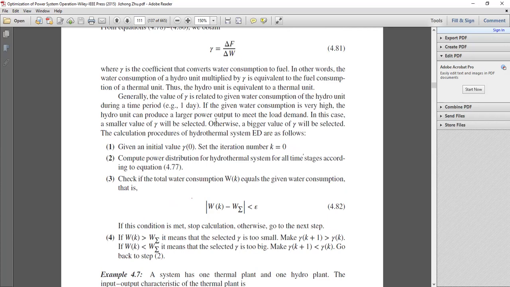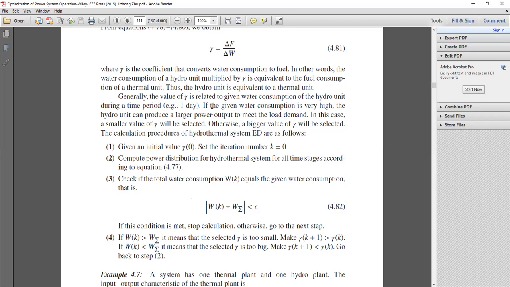Now in the hydrothermal scheduling problem, because it is a short-term hydrothermal scheduling, the time span under consideration can vary from 1 day up to 1 week. So here it is taken, for example, 1 day, that is, if you consider it in hours, it would be 24 hours.